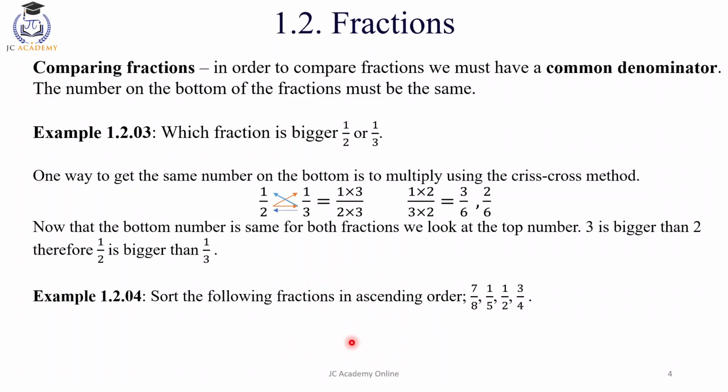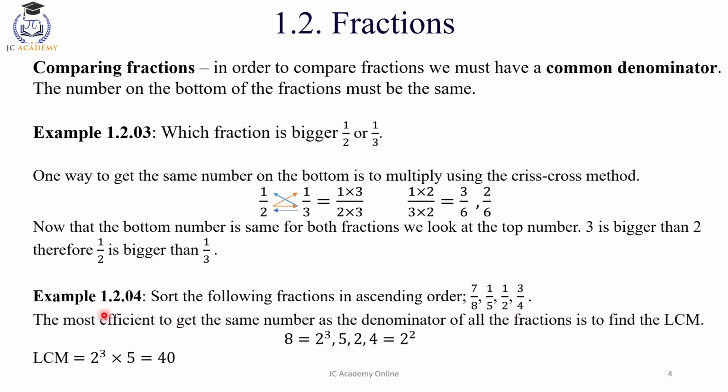Step by step, which is the smallest, then the next largest, then the larger, then the larger one. Okay, so smallest to the largest. In order to do that, we need a common denominator. The most efficient way to get the same number as the denominator of all the fractions is to use the method that we learned in the previous chapter on least common multiple.